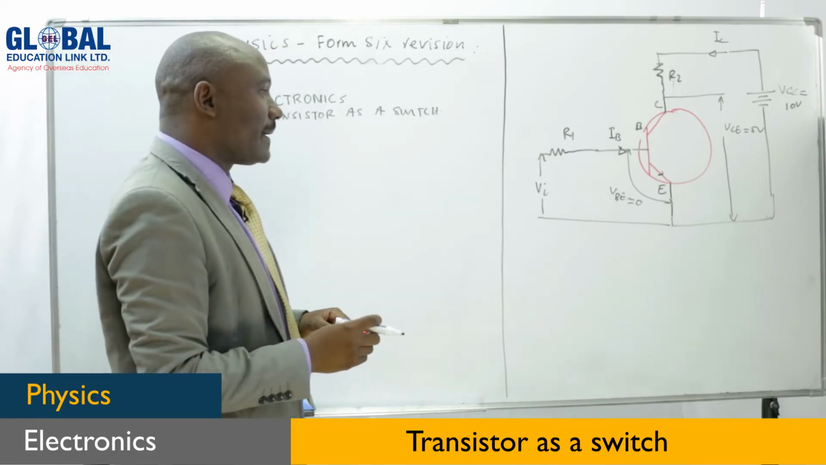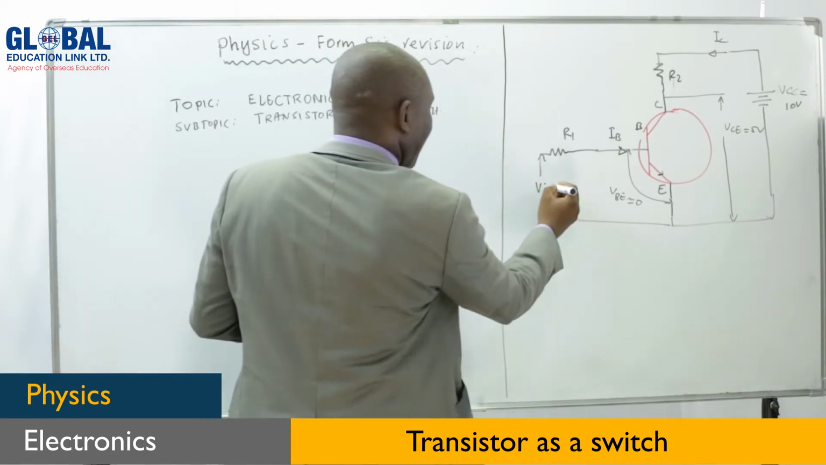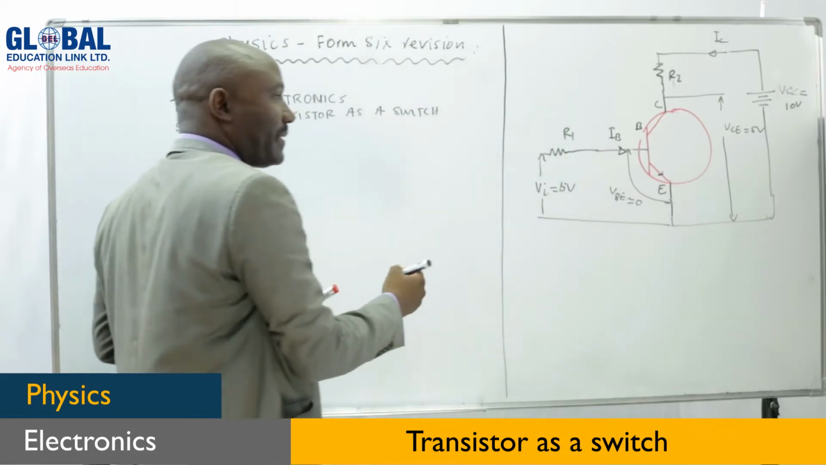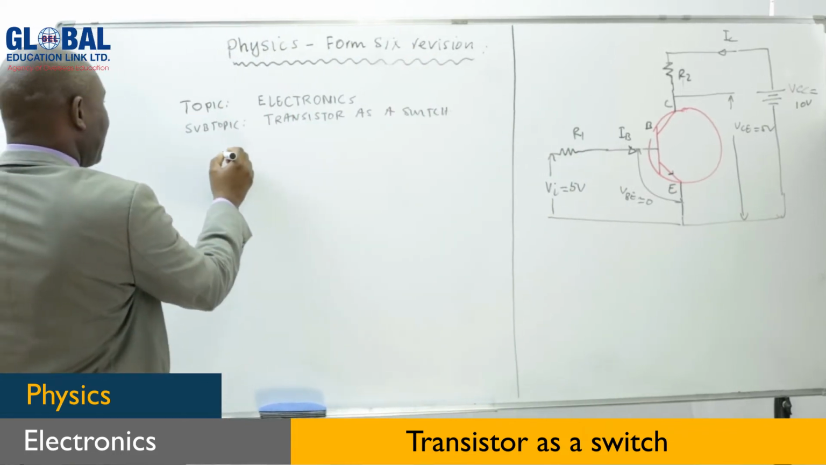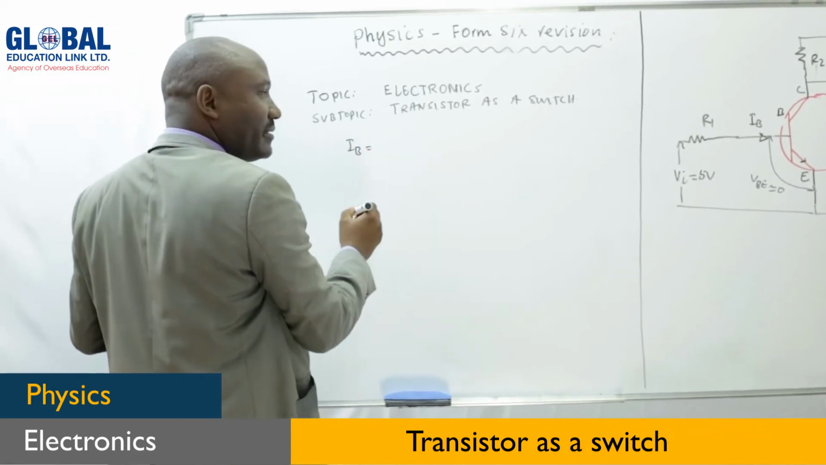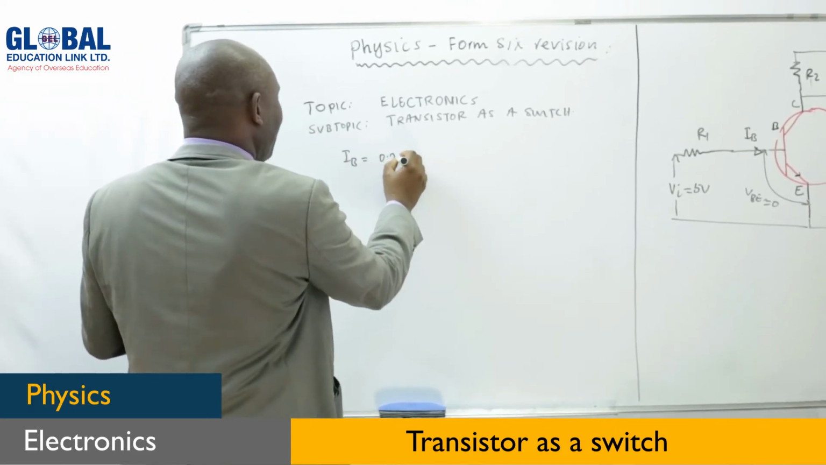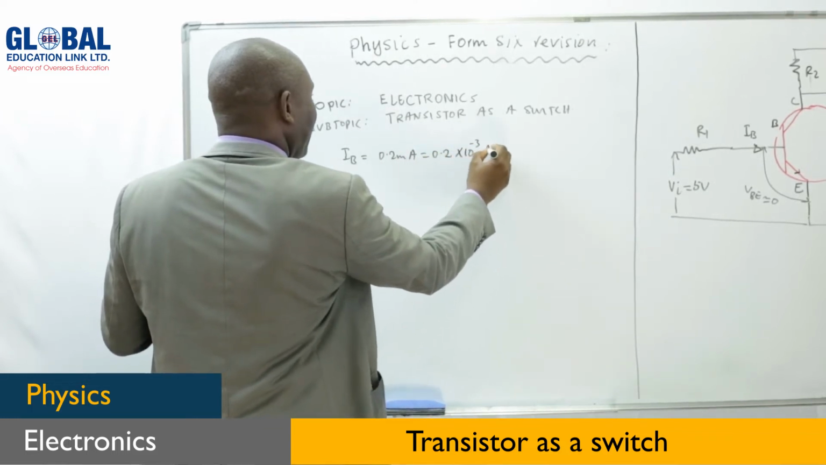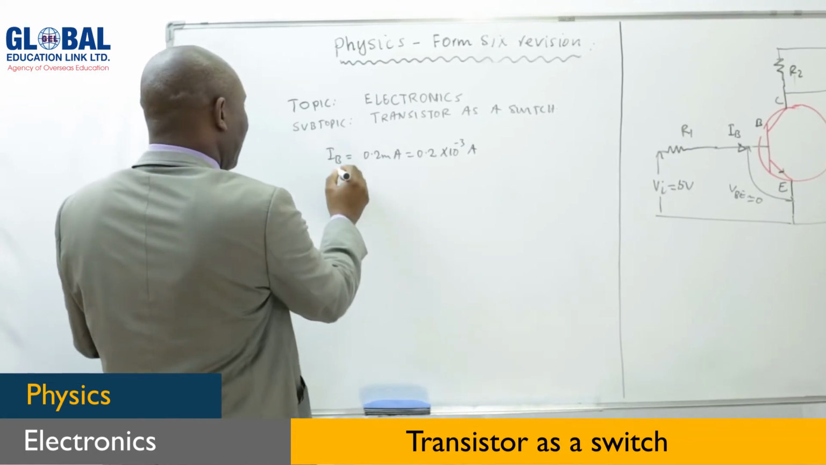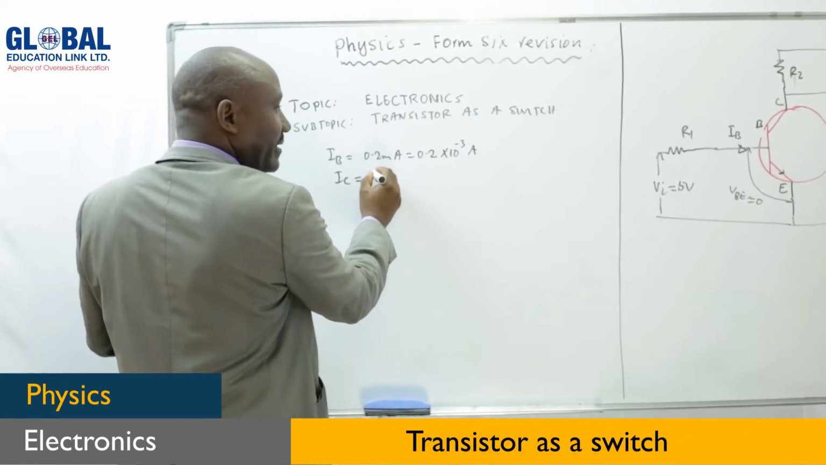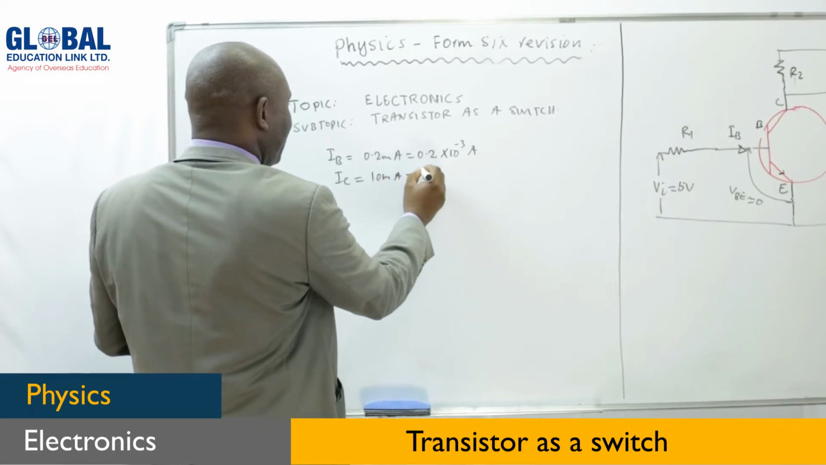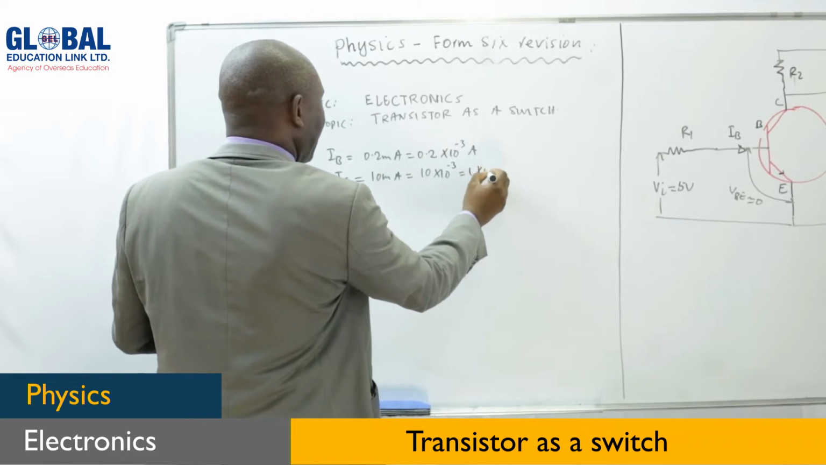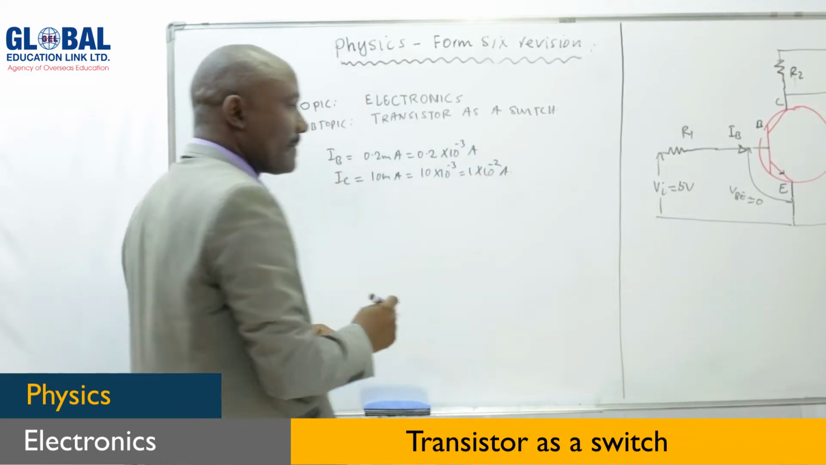We are given the input voltage here as 5 volts. The base current and the collector current are given. Base current IB is 0.2 milliampere, which is 0.2 times 10 to the negative 3 ampere. And the collector current is 10 milliampere, which is 10 times 10 to the negative 3, giving us 1 times 10 to the negative 2 ampere.